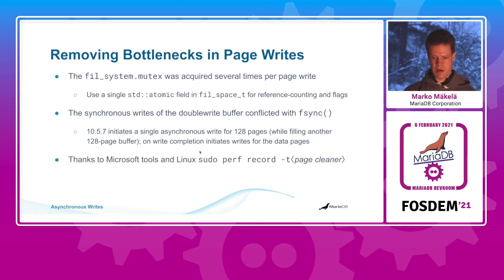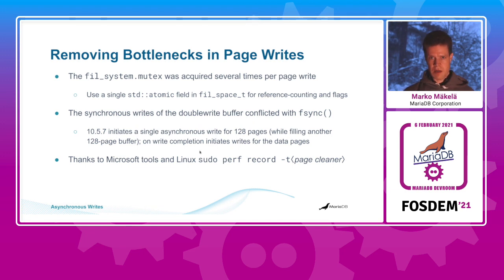And what did we do there? Well, in page writes, we had a big contention point, the file system mutex. It would be acquired several times for a single page write. First, to look up the tablespace based on the numerical page ID that we find in the buffer pool block descriptor, and then to protect some fields for bookkeeping, like how many threads have pending operations on this file, or whether there are some things that need to be f-synced to the file before the file is closed. For those, we are now using atomic memory access operations, and we don't need the mutex at all.